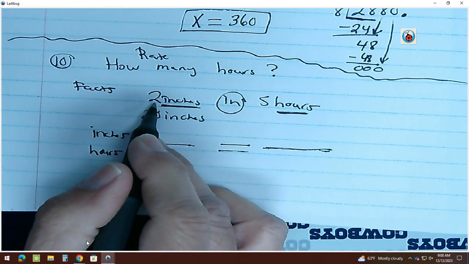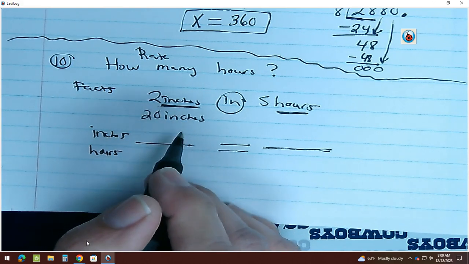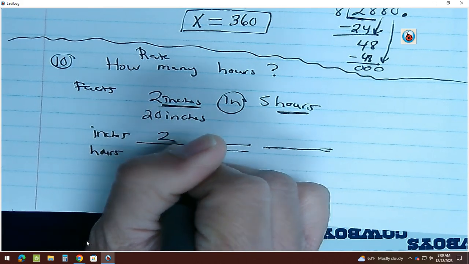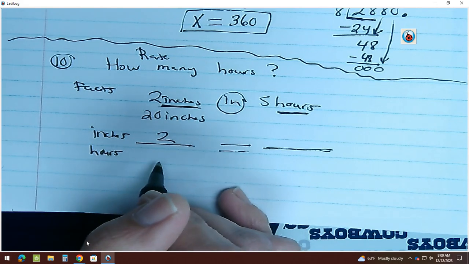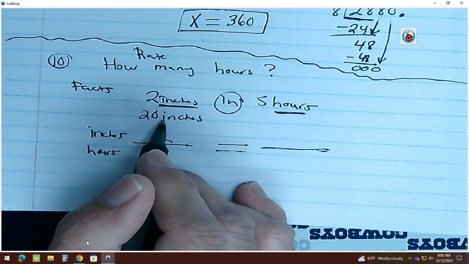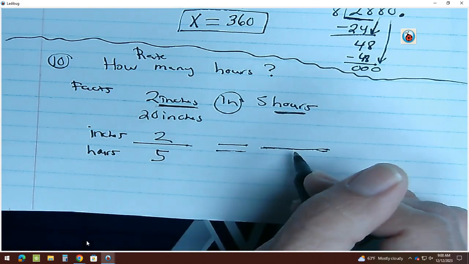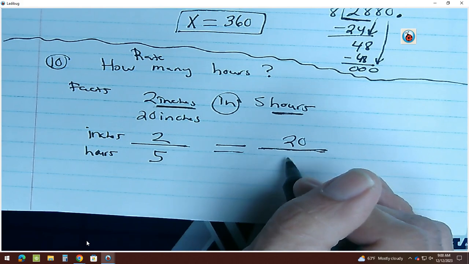Now we can start filling up the numbers. What's the 2 in this story? Inches. And where would you put them? Top or bottom? Top. What's the 5 in this story? So where would you put them? Top or bottom? Bottom. What's the 20 in this story? So top or bottom? And do we know the hours of 20 inches?